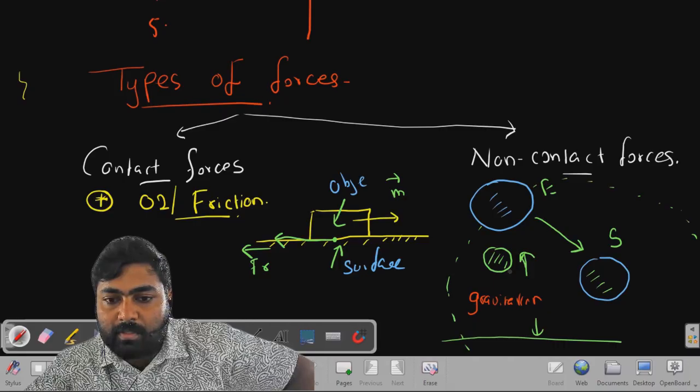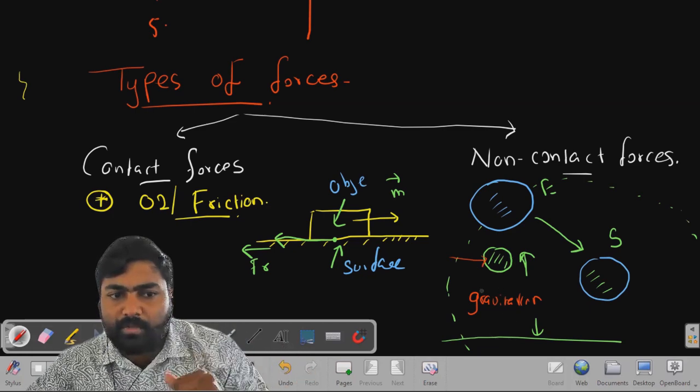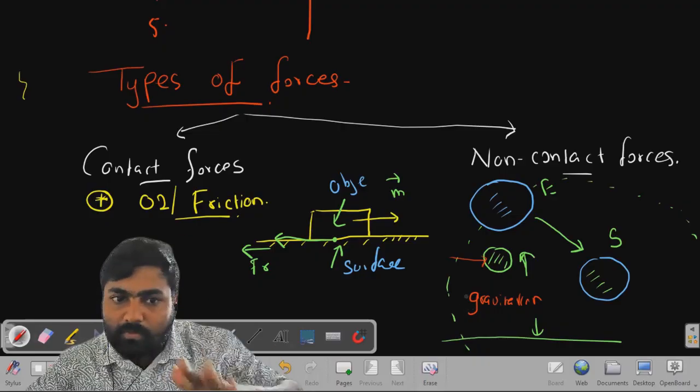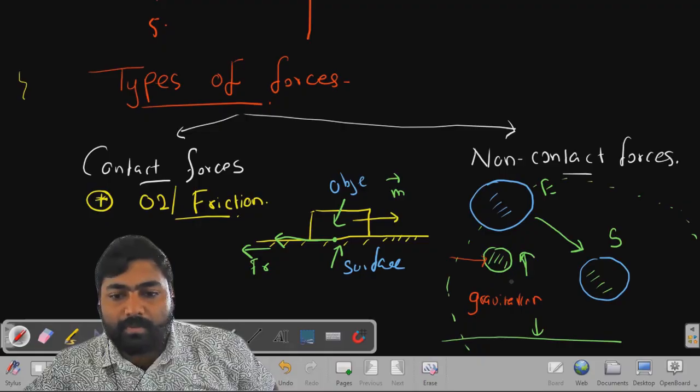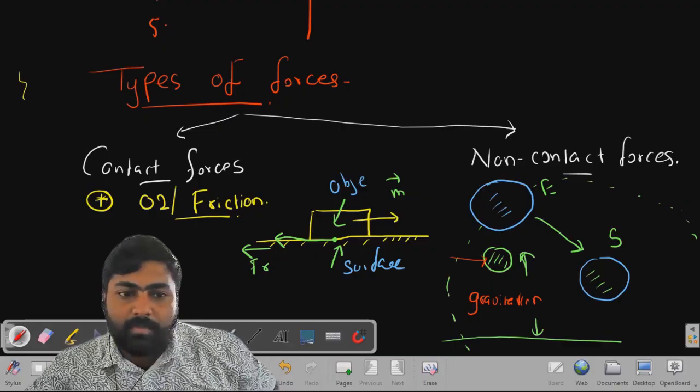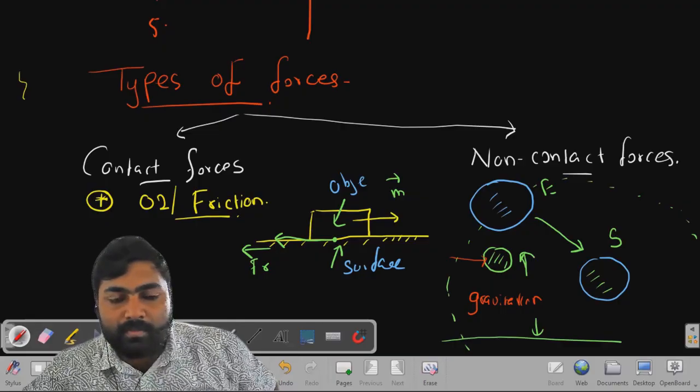This gravitational force is occurred as a non-contact force. Think like this. This is a stone which comes towards the ground. There is nothing touching it, but it moves toward the land or ground. It is due to the gravitational force. So an example for a non-contact force is gravitational force. Are you clear about contact forces and non-contact forces?